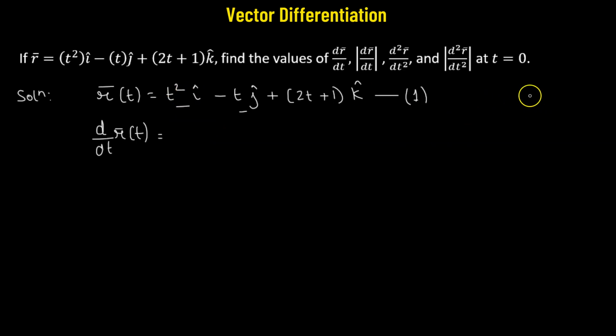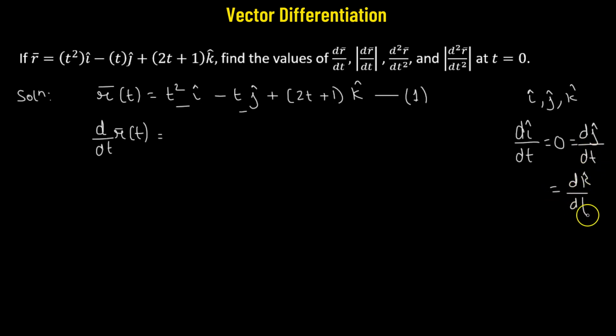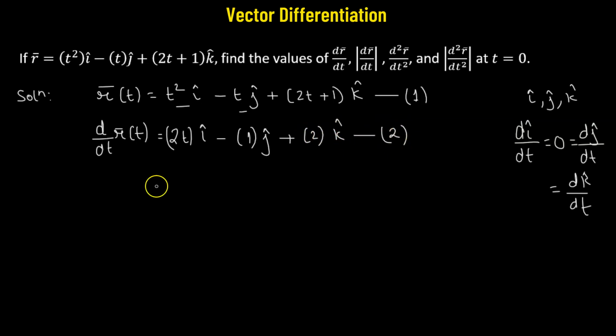However, our vectors i cap, j cap, and k cap are constant vectors. So if we take the derivative with respect to t, that will be equal to 0. This is equally true for the unit vectors j cap and k cap. So we'll only take the derivative of the coefficients of i cap, j cap, and k cap. The derivative of t squared is 2t. So we have 2t i cap minus the derivative of t, which is 1, so 1 j cap, plus the derivative of 2t plus 1, which is 2 k cap. Let's call it equation number 2.